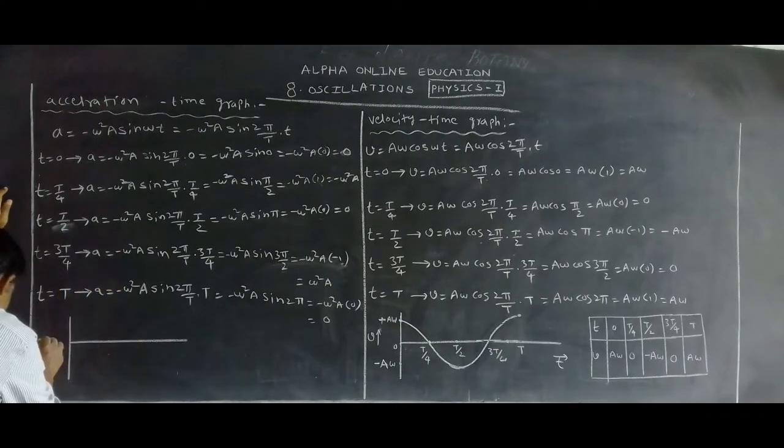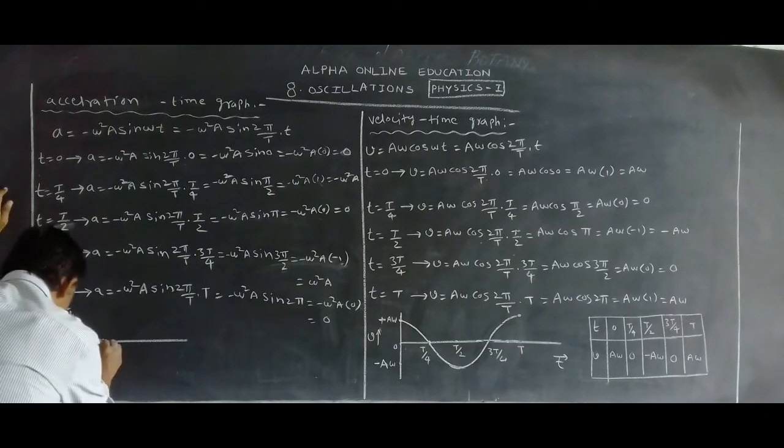Acceleration versus time. Acceleration. Here plus omega square a. Here minus omega square a. Now plot the graph.